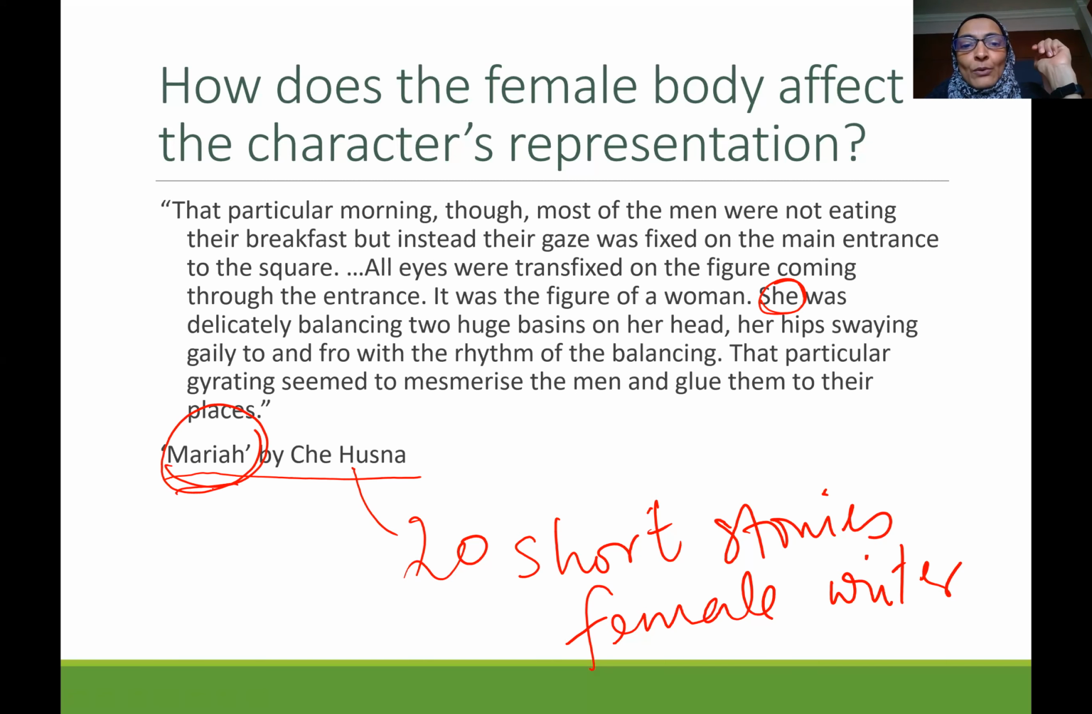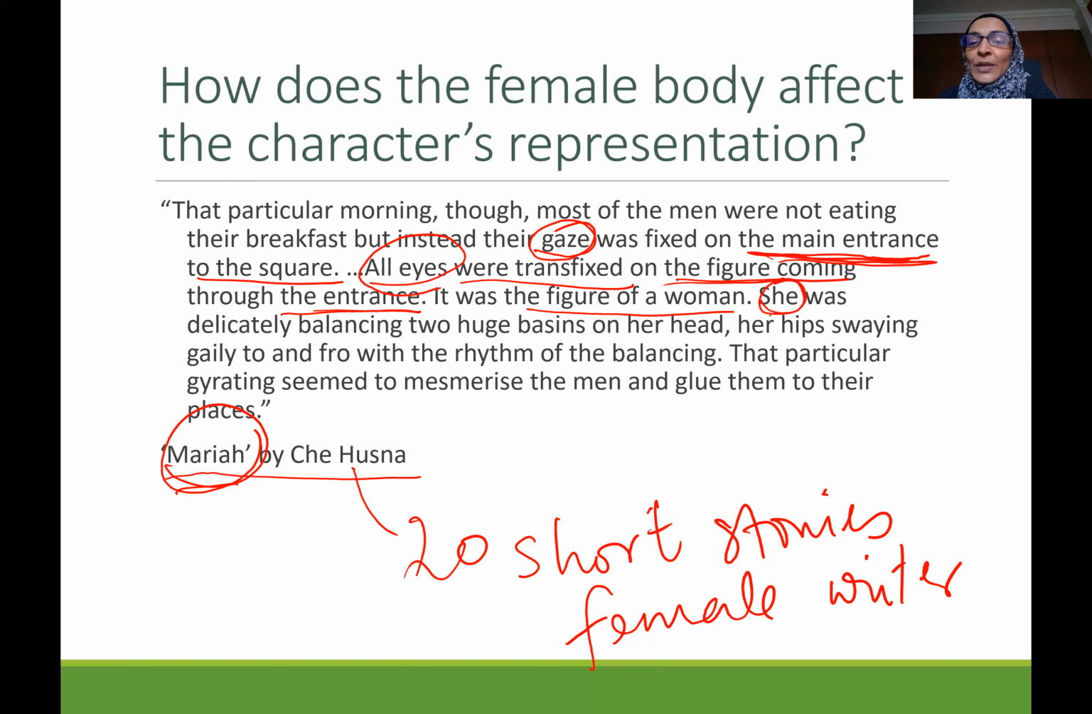That particular morning, though, most of the men were not eating their breakfast, but instead their gaze was fixed on the main entrance of the square. The setting is a marketplace, and Maria goes to the marketplace every morning to sell her cooking, her rice and stuff like that. So every morning, the men are looking at the entrance, and all eyes are transfixed on this figure coming through, a figure of a woman.